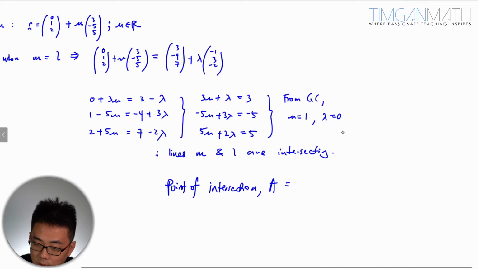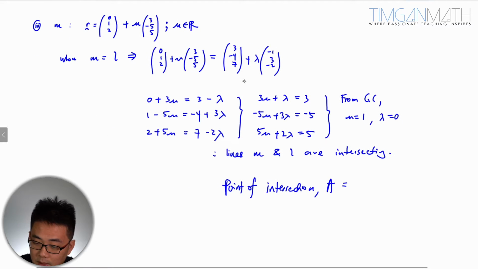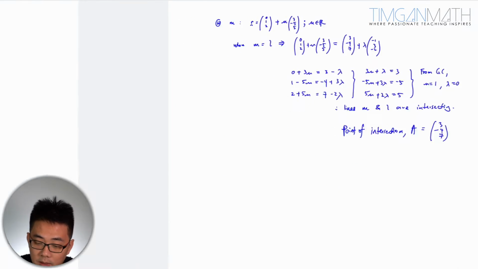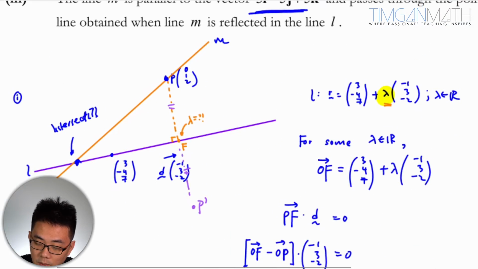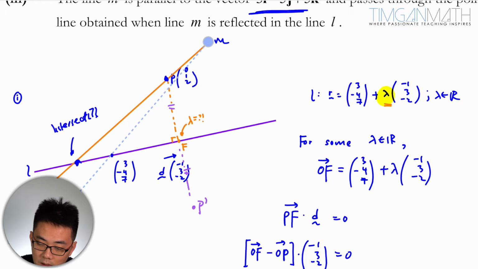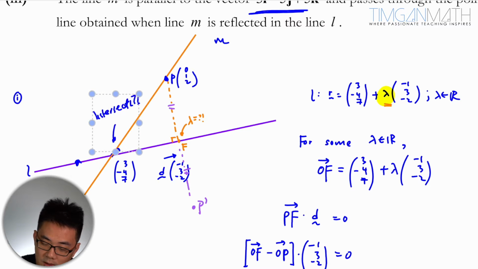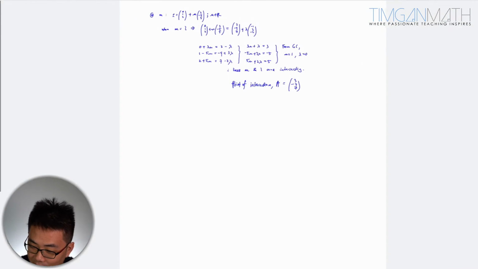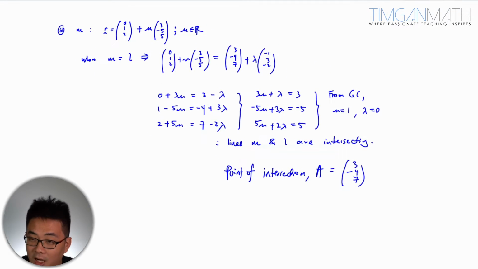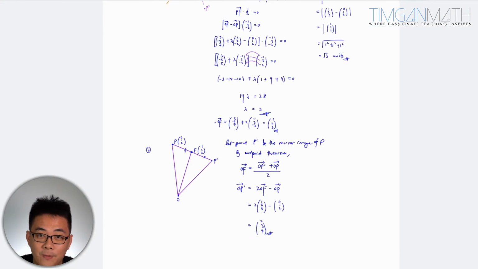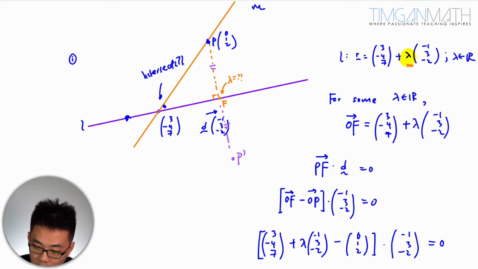Just substitute this into any of the line equations. I'm going to substitute lambda 0 into this. So this is 3, negative 4, 7. My goodness, it's this point here that we're looking at. So it passes through this point, 3, negative 4, 7. I couldn't see it at the start, but anyway, that is the point there.